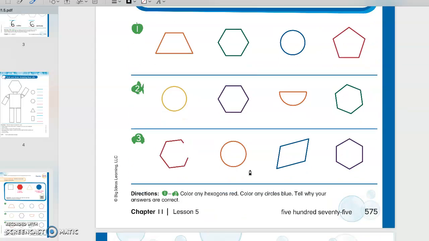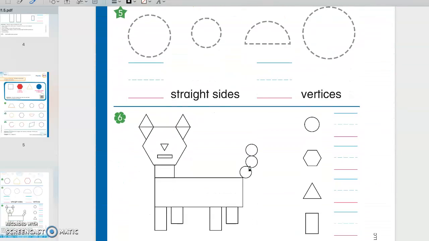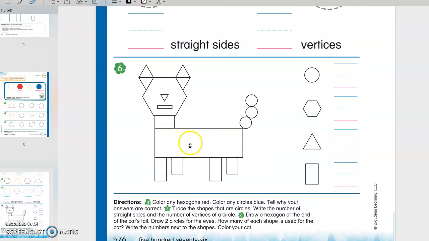The next 2 pages are optional. If you have time, do them. Make sure you practice hexagons. Hexagons can be a little tricky. And then there's a cute cat at the end. You can draw a hexagon at the end of the tail, 2 circles for the eyes, and then count up how many shapes there are in all.